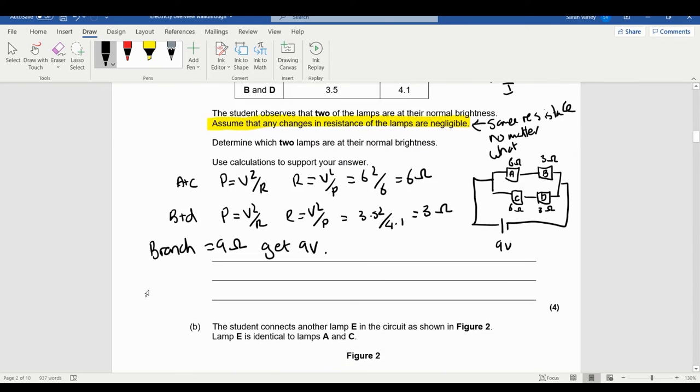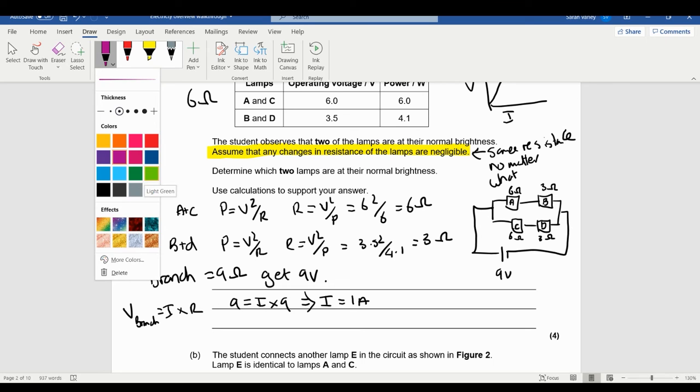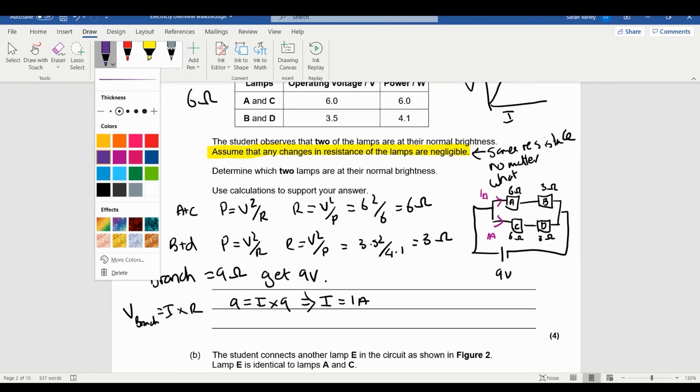So what I can do is work out how much current we'll be getting down each branch. V equals I times R. So I've got 9 equals I times 9. So that's going to be I is 1 amp. So I know that each branch is going to get 1 amp. And then I can work out on each one how much voltage they're going to get. It doesn't really matter which branch I look at because the branches are identical. Let's just look at this branch here.